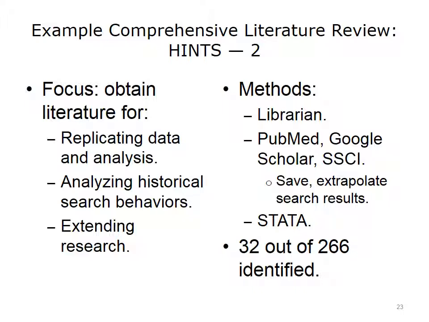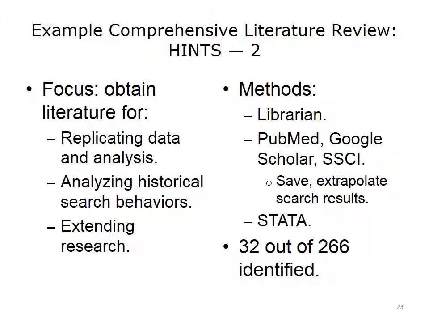So what did the literature review reveal? There were about 266 articles identified after going through PubMed, Google Scholar, and SSCI. The National Cancer Institute actually keeps a library where they hope they've captured all the people who've used the HINTS data in empirical research. Of the 266 articles, it was determined that 33 didn't actually use the HINTS data, but instead were merely making reference to the survey. That left 233 articles.